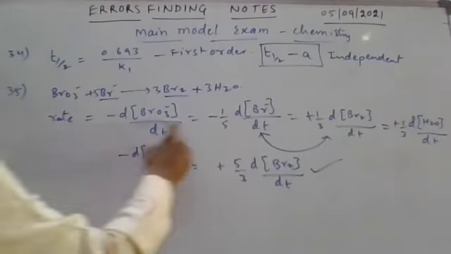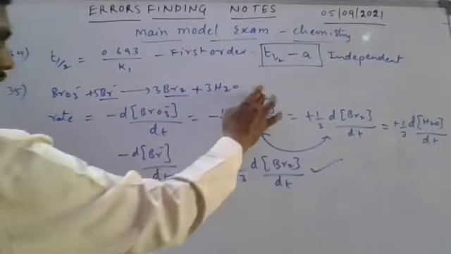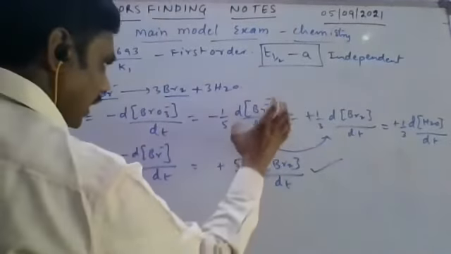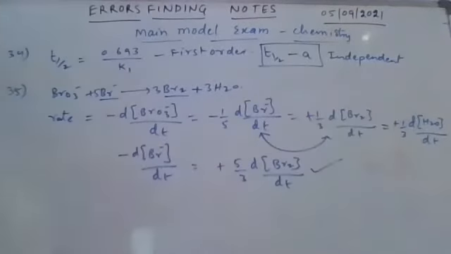Now first write down the rate expression and identify what the question asks, which is to relate Br minus, the rate of disappearance of Br minus, and the rate of appearance of Br2. That's it.